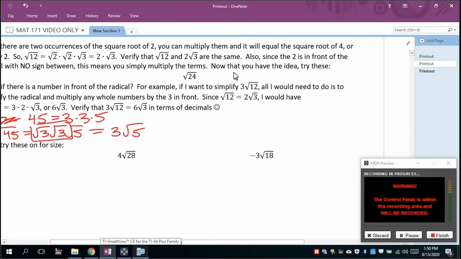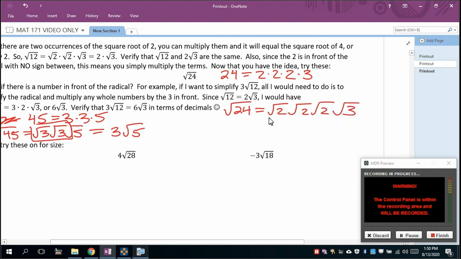Now, 24, that's going to be 2 times 2 times 2 times 3. So it'll follow that square root of 24 is root 2, root 2, root 2, and root 3. So we need two of the same thing here. So this will become 2, but we still have something left over. Now, you don't have to put this multiplication sign here. I do, because I just do that. But this isn't going to simplify to a whole number, but it will become 2 times the square root of 6.